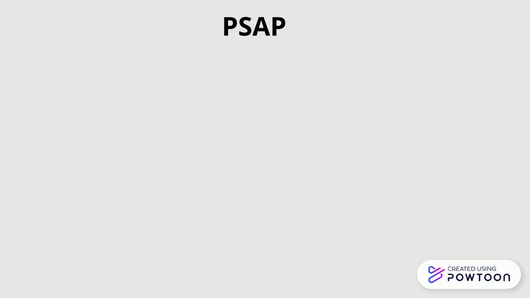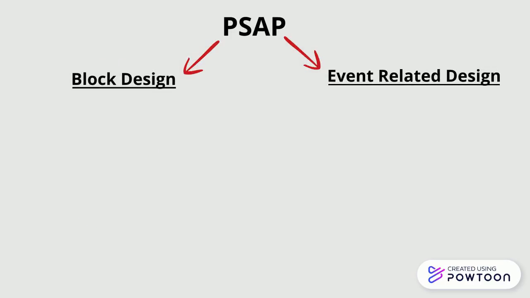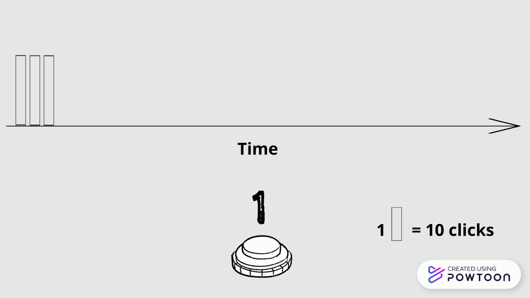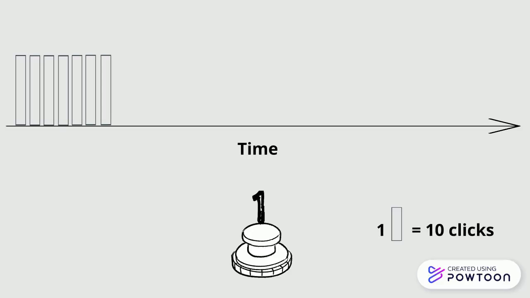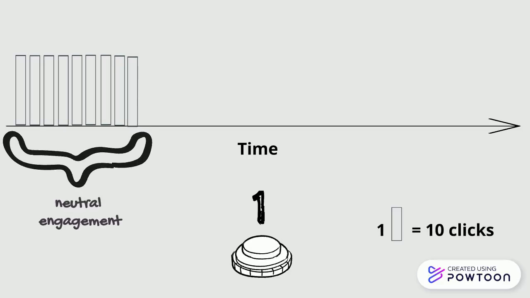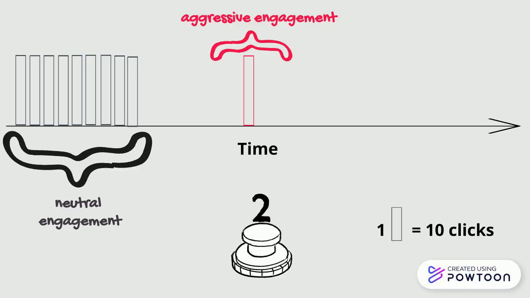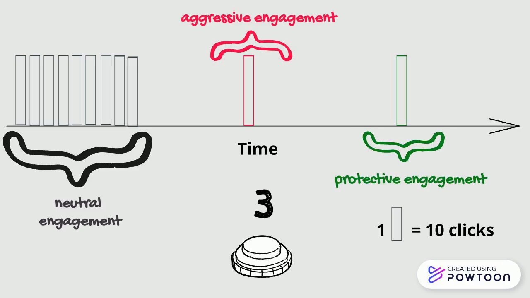The PSAP is a mix of block and event-related design. It has a block design because it consists of several discrete epochs of stimulus presentation. In our study, the participants' engagement with a single option, the stimulus, occurs in blocks. So for example, the pressing of option 1 100 times would be a block of neutral engagement with the game. Pressing option 2 10 times is a block of aggressive engagement with the game. And lastly, pressing option 3 10 times is a block of protective engagement with the game.